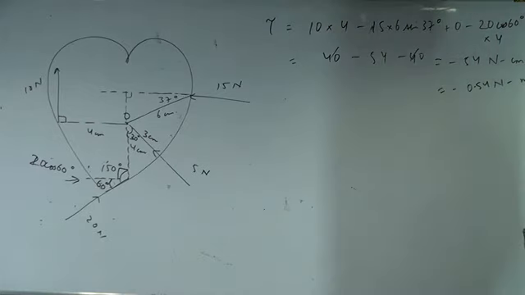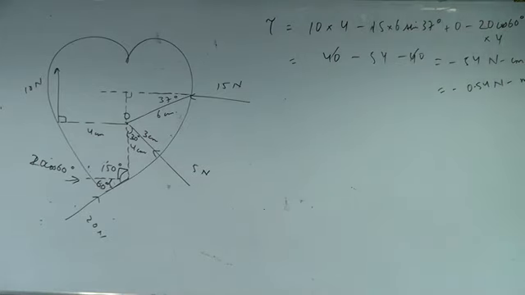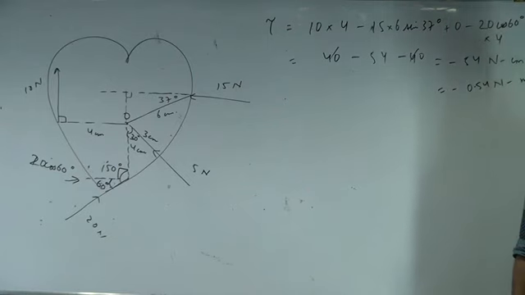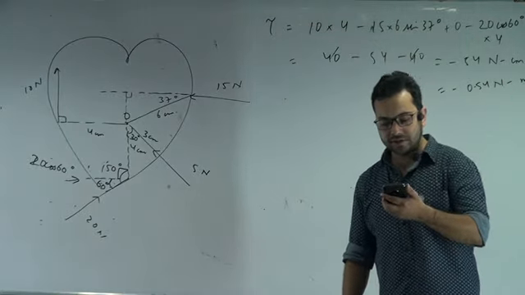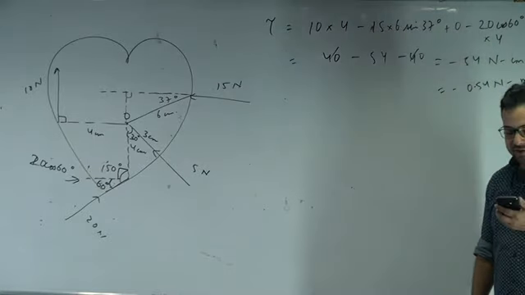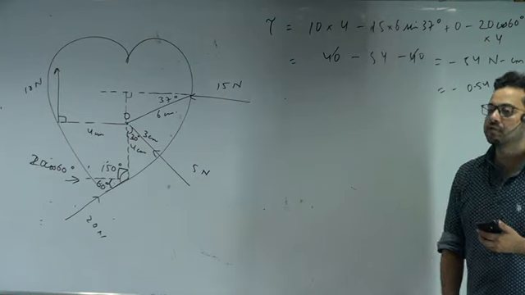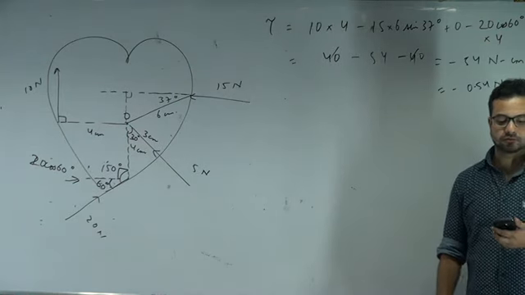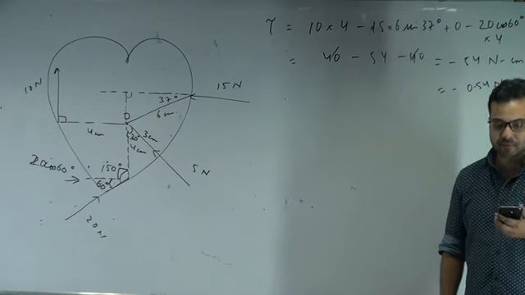Clear? Okay, next question. Write down the next question. A cubical block of mass m and edge A slides down a rough inclined plane with inclination theta with a uniform speed.